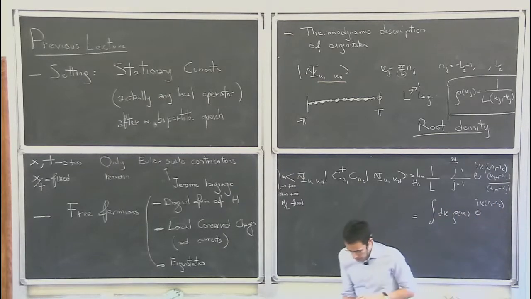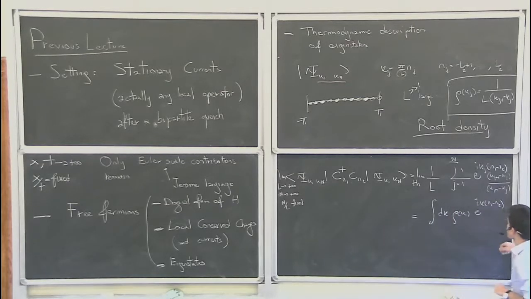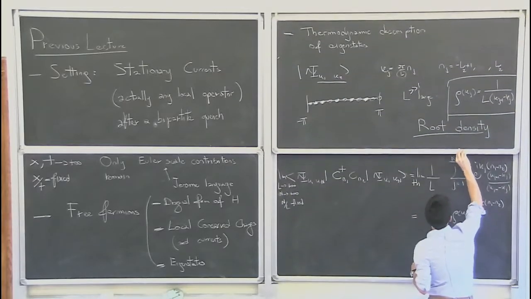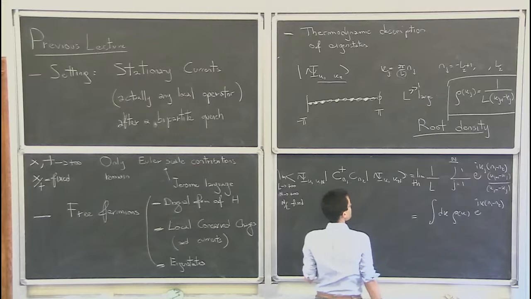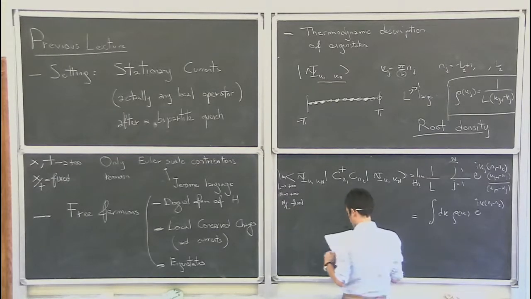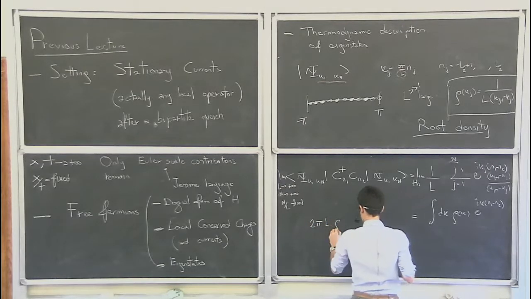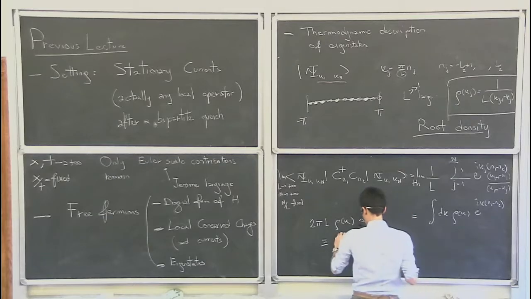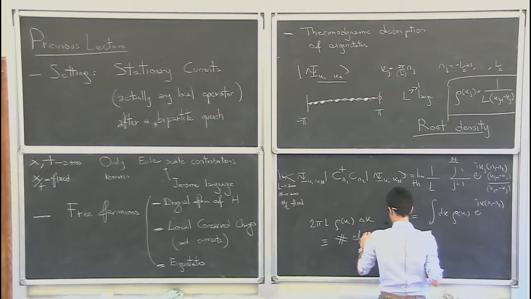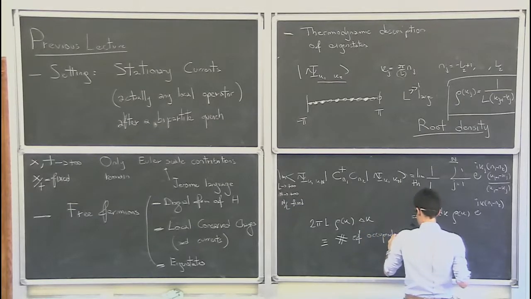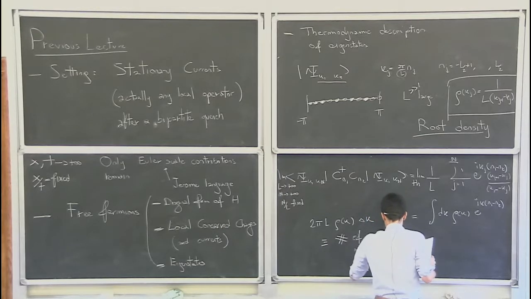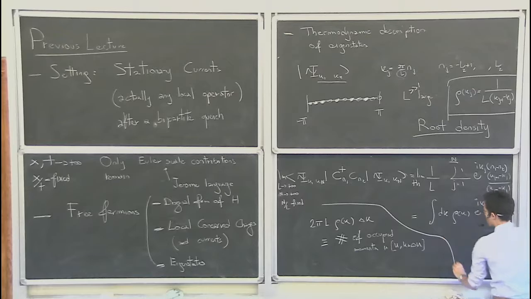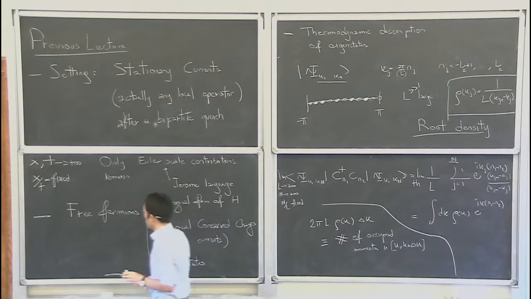So what's the meaning of this function? Well, it's the density of these momenta, which means that if I consider 2π L times the function in k times delta k, this is giving me the number of occupied momenta in k plus delta k.